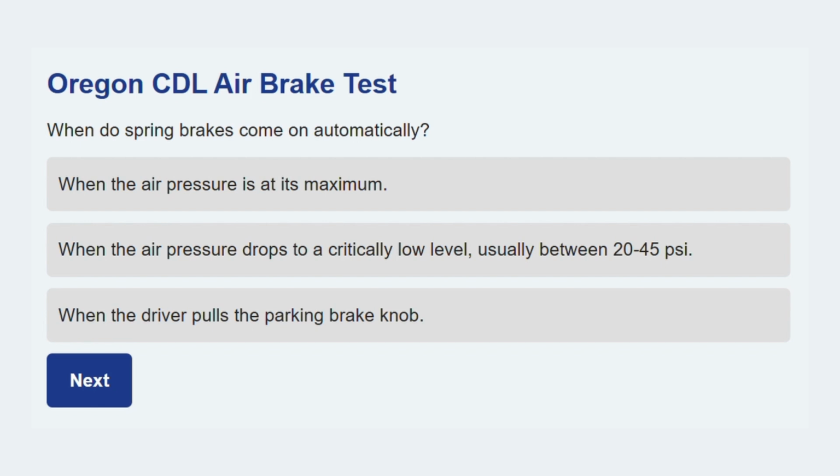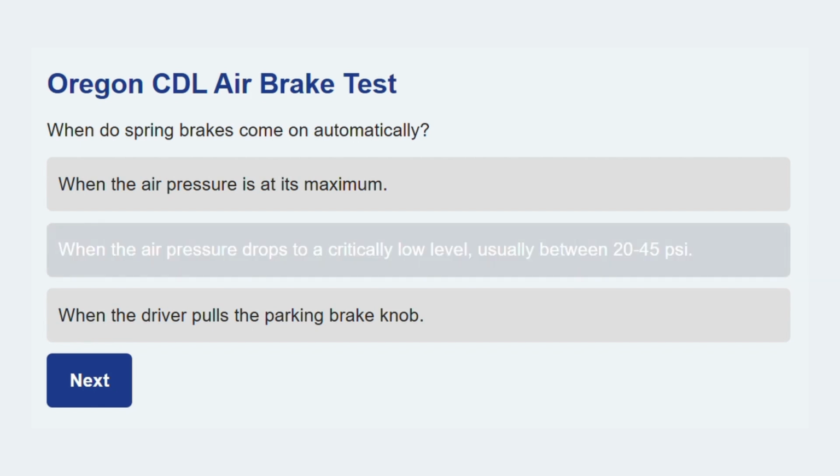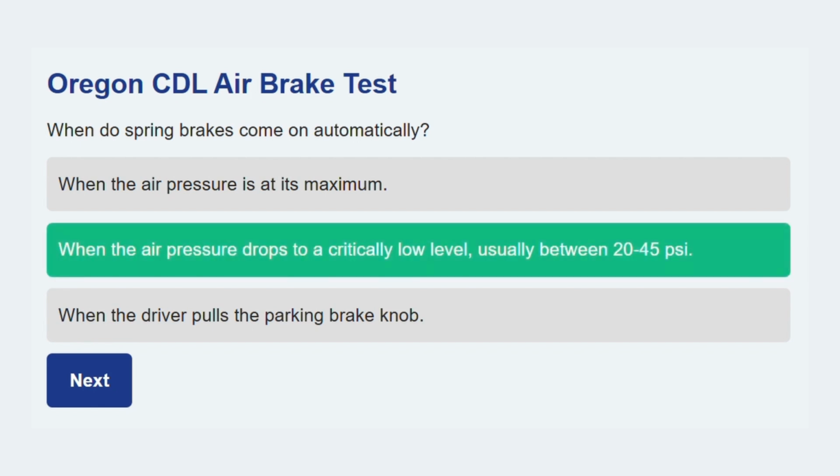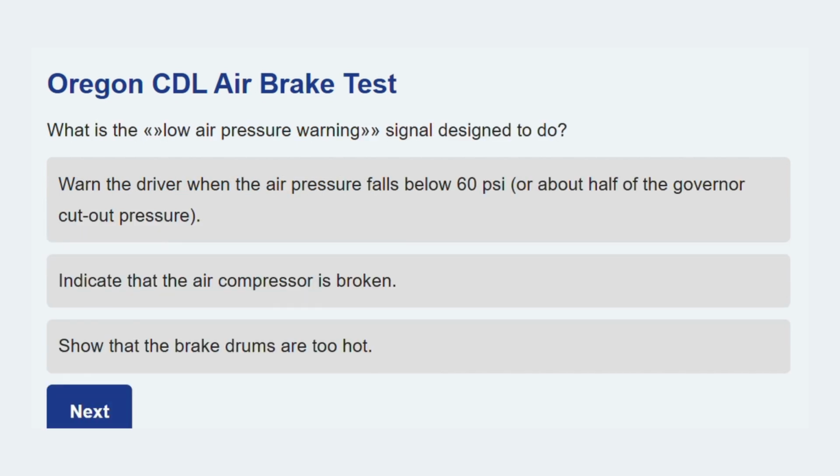Moving forward, when do spring brakes come on automatically? When the air pressure drops to a critically low level, usually between 20 to 45 psi. This is a safety feature to stop the vehicle if air pressure becomes dangerously low.